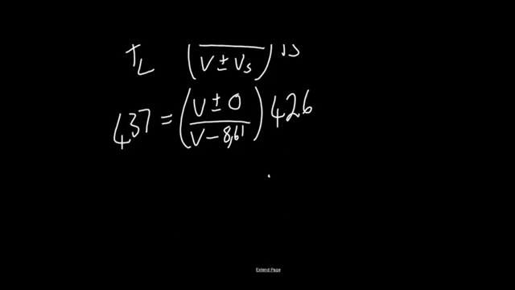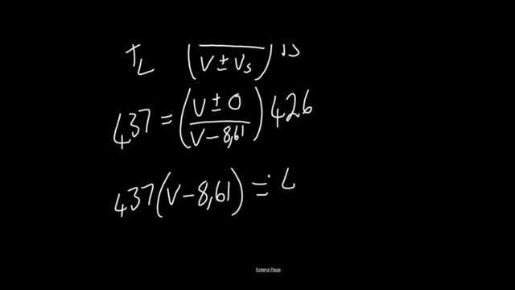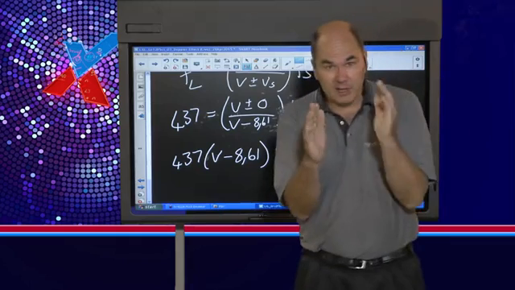Okay, so what's the next thing? Well, let's do some of the things that we can do. The first thing I'm going to do is take my equal sign out and multiply through by the denominator on this side. So we're going to multiply 437 multiplied by (v minus 8.61) is equal to, now v plus or minus 0 is going to give me v, 426v. You agree? Hope so.